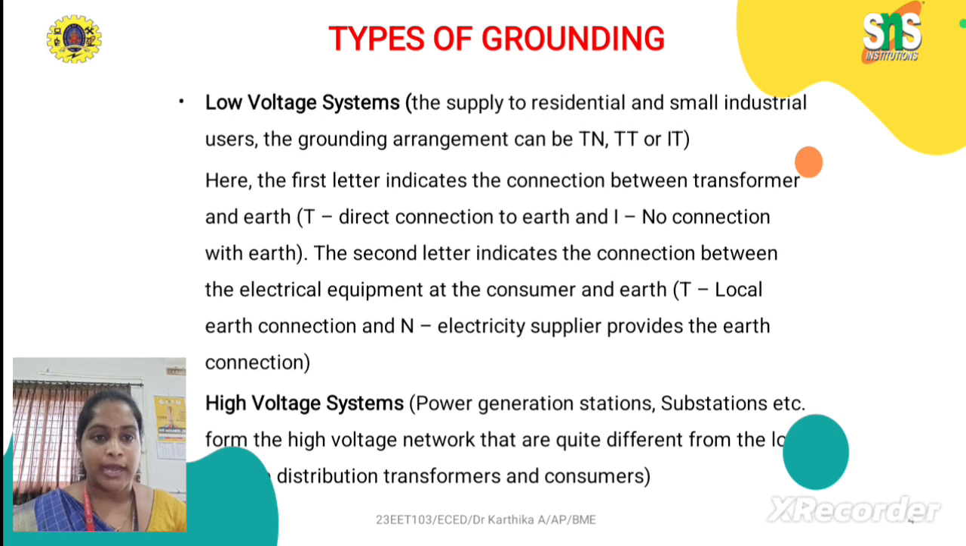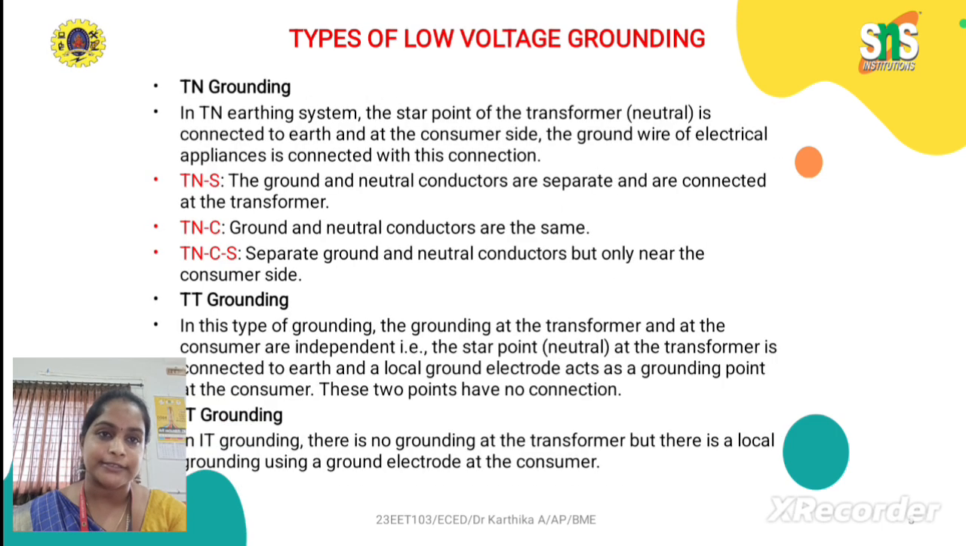Coming to high voltage systems, power generation stations and substations form high voltage networks that are quite different from low voltage distribution. And here we prefer types of grounding like low voltage systems for home appliances and high voltage systems for power generation stations, substations and the like.